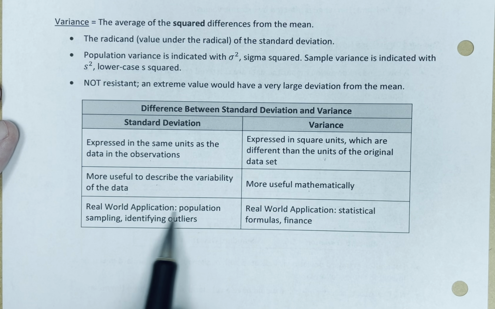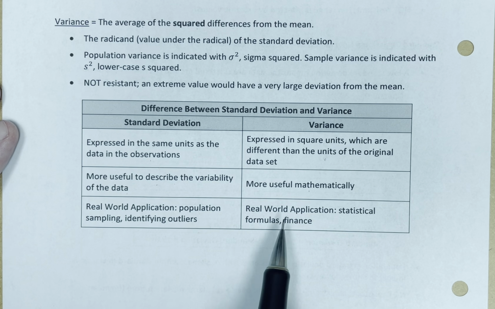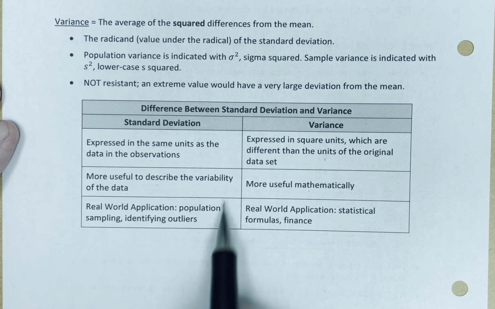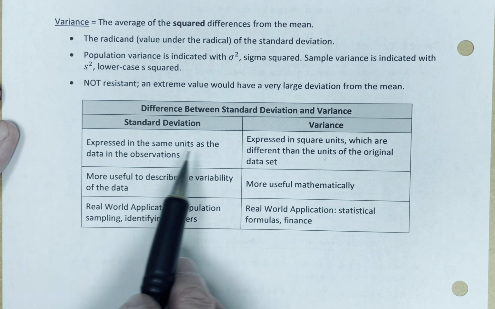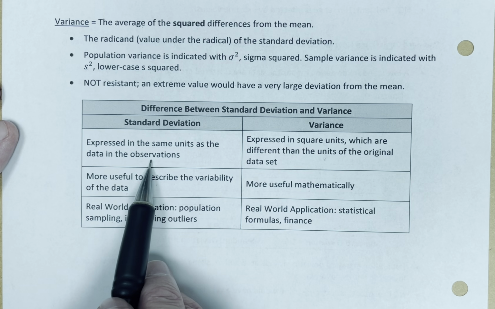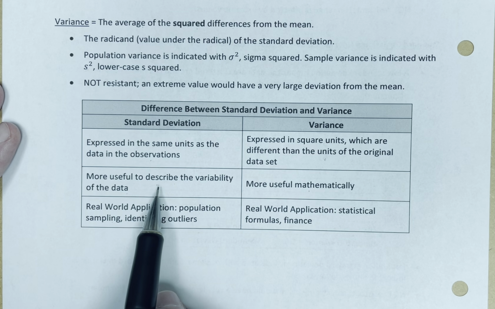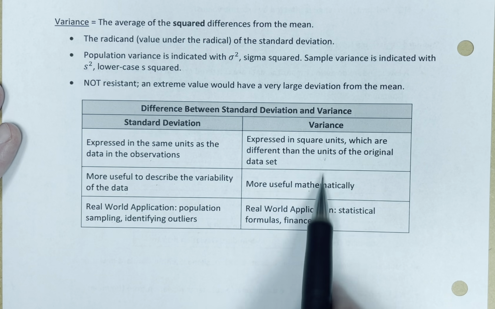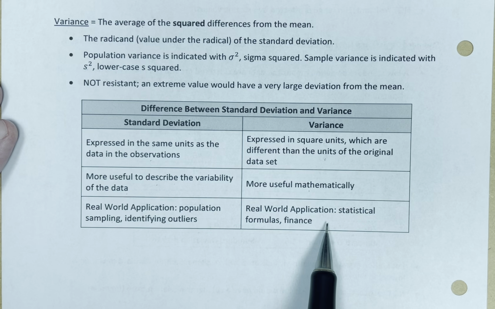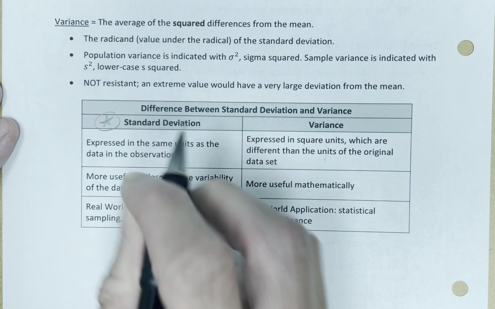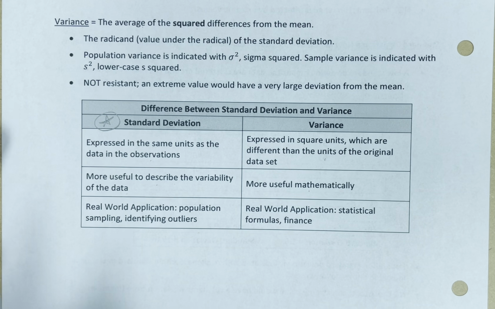Real-world applications include population sampling, identifying outliers, statistical formulas, and finance. We're really going to be sticking here. It has more use, particularly because the units are the same as in the observation. It has more use to us in our statistics class. But we're just going to note that there's also variance, and we may speak to it again here and there in the class, but we're really going to be here. So we want to kind of put a star. We're going to focus on the standard deviation.